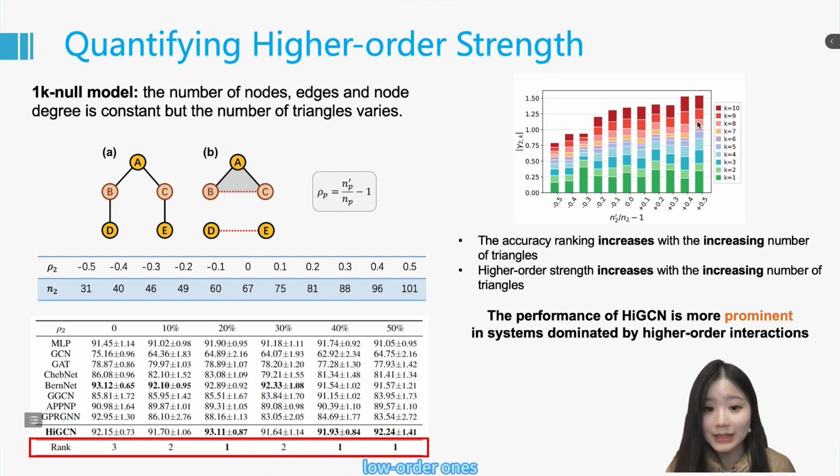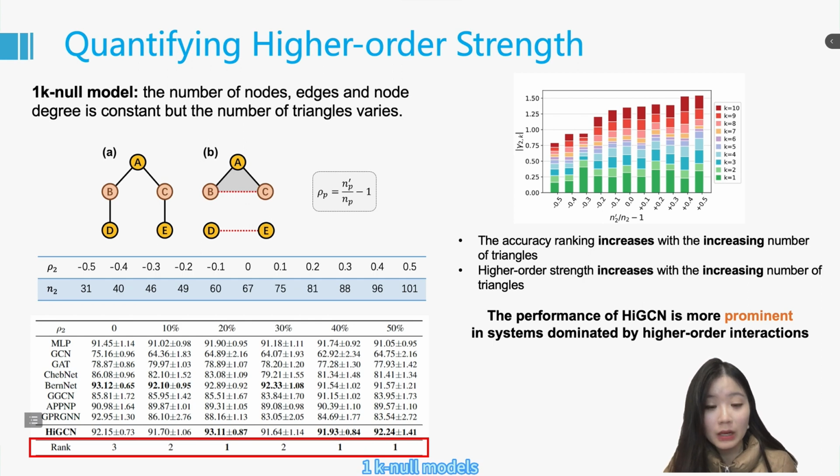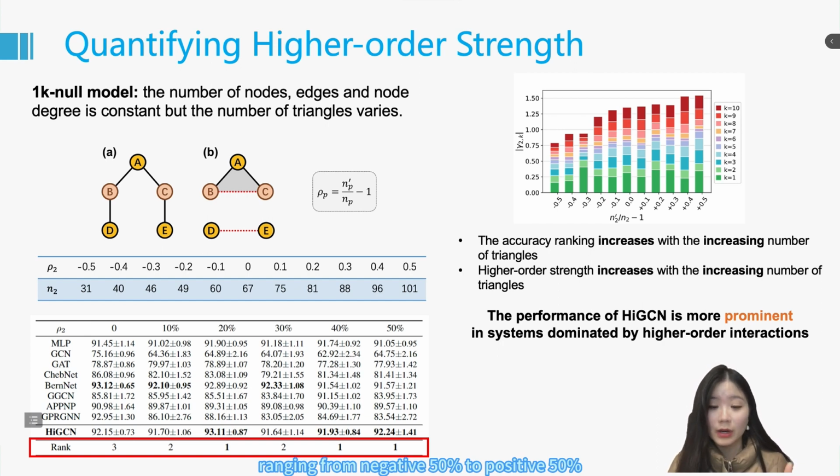Texas has the fewest triangles among all datasets. To verify this conjecture, we manipulate the number of higher-order structures by adjusting the edge connectivity while maintaining the degree distribution, as done in dK models. The number of triangles was recorded in the upper table, ranging from -50% to +50% in steps of 10%. We found that when the number of triangles increased, the accuracy increased correspondingly.